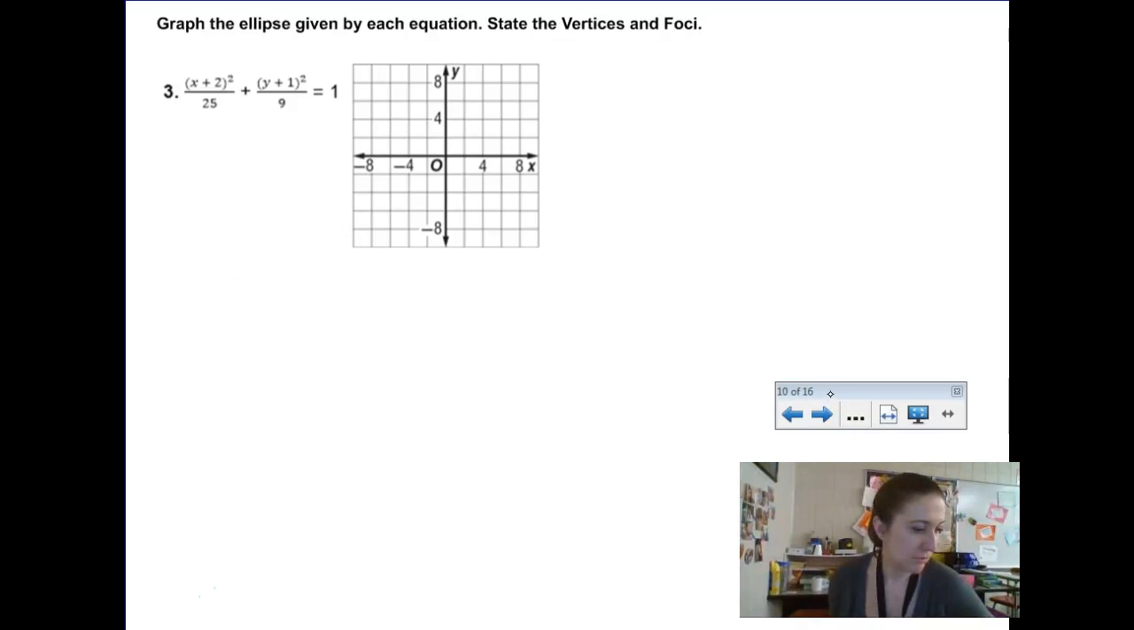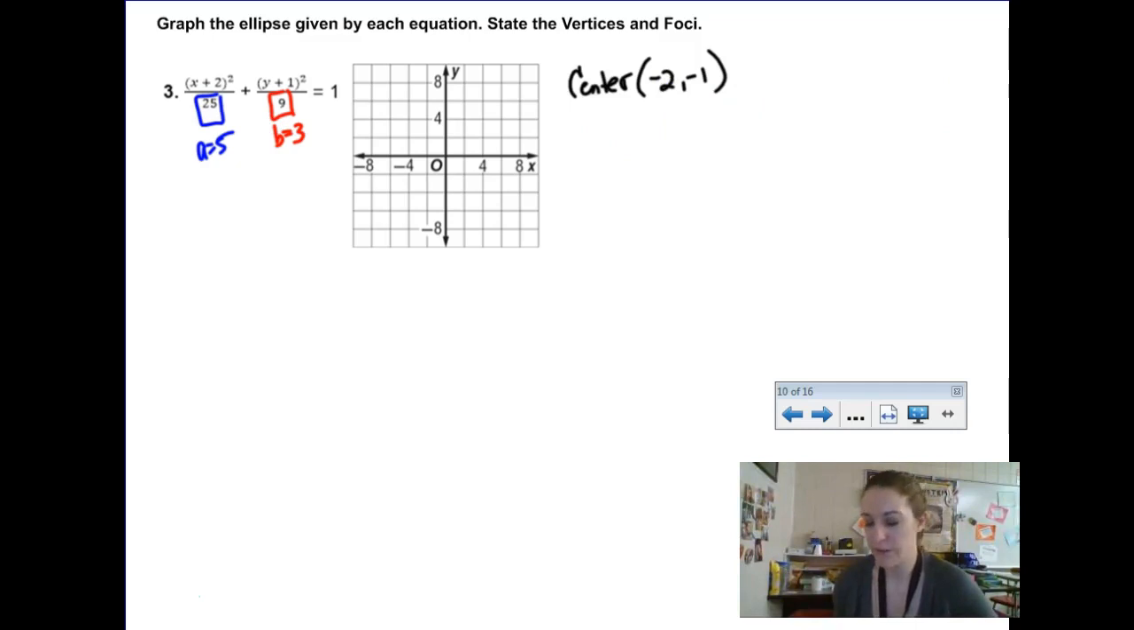Okay, number 3. Same song, different dance here. So we'll do 3, and then I think I'm going to skip 4 because they're all kind of the same. So the center, which I'm going to get smart finally and label it as center, is located at -2, -1. And then our A value, our major axis distance from the center, is 5. Our minor, or B value, is 3.